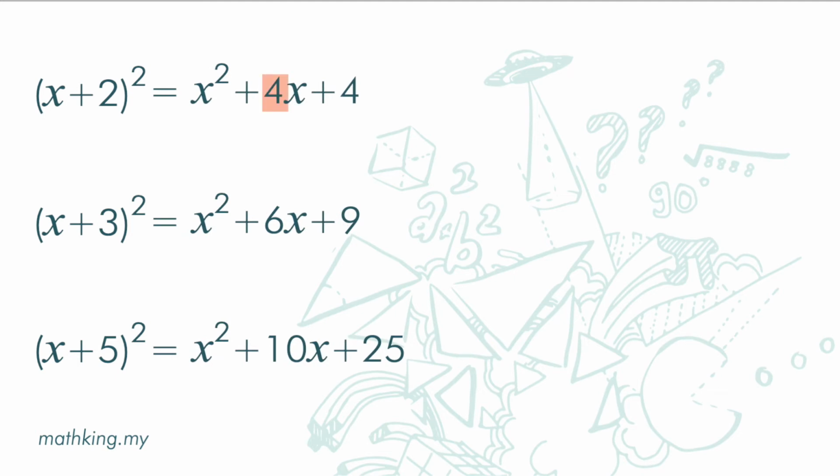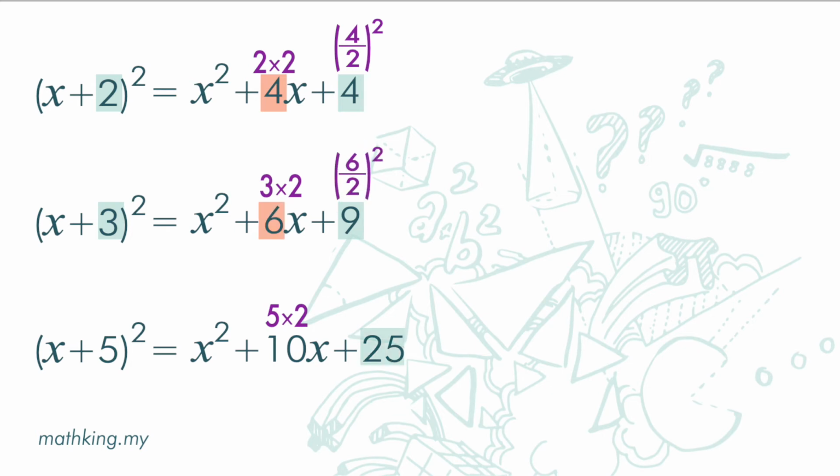Note that 4 is 2 times of 2 here. 6 is 2 times of 3 here. 10 is 2 times of 5 here. And this 4 is 2 square. Can be written as 4 over 2 square. This 9 is 3 square. Can be written as 6 over 2 square. This 25 is 5 square. Can be written as 10 over 2 square.